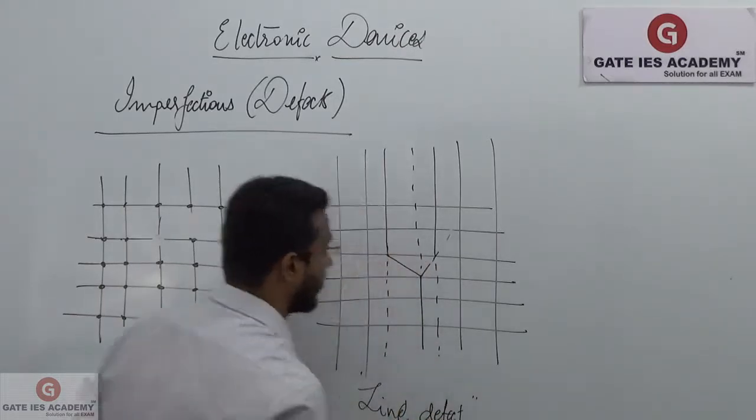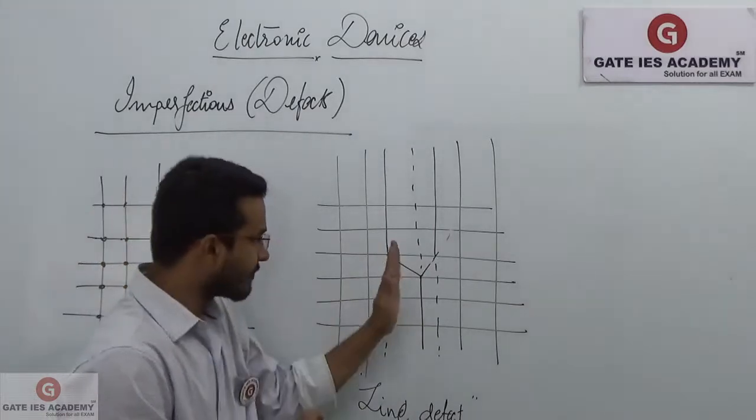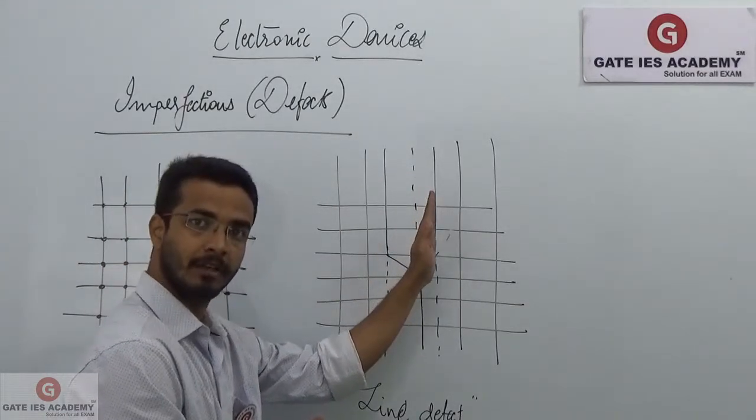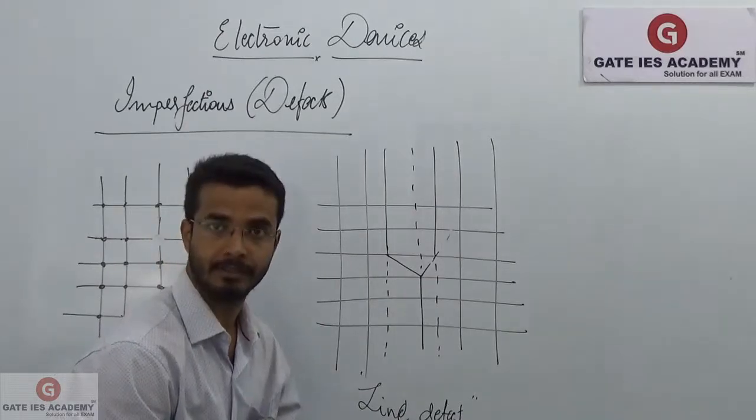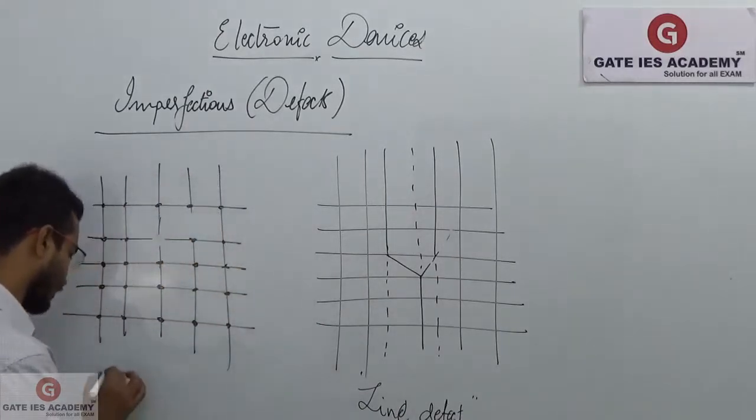Or if you see it in 3D, this will look like a surface. Along this surface, the atoms are missing. So it is also known as a surface defect. This is known as the point defect.